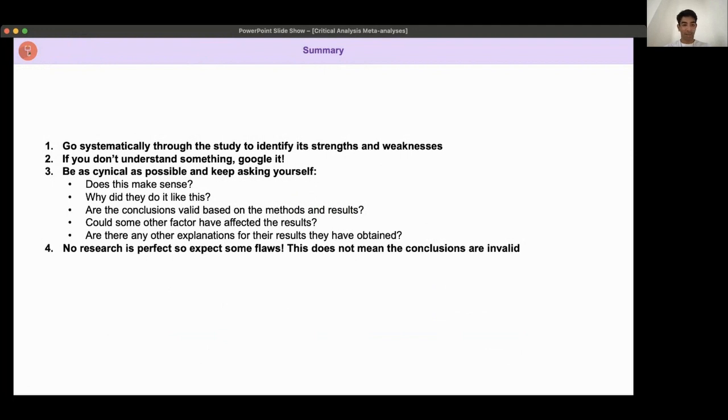And be as cynical as possible and ask yourself, could there be any other explanation for the results? Did they include enough studies? Did they exclude the right studies and include as many as they possibly could? Did they explain why they excluded some studies? Were there any massive studies influencing the results? What was the heterogeneity like throughout? What did they measure as an outcome?